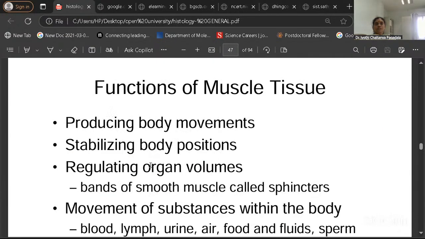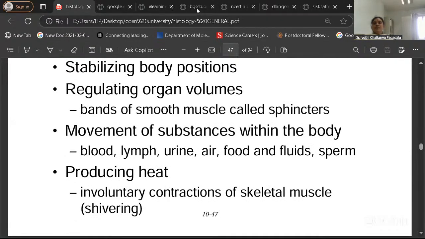Functions of muscle tissue. The main functions of muscle tissue are producing body movements, stabilizing body positions, regulating organ volumes (bands of smooth muscle are called sphincters), and movement of substances within the body. This helps the movement of substances such as blood, lymph, urine, air, food, fluids, and sperm.